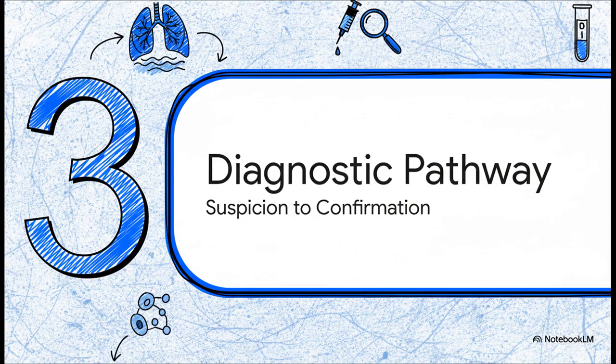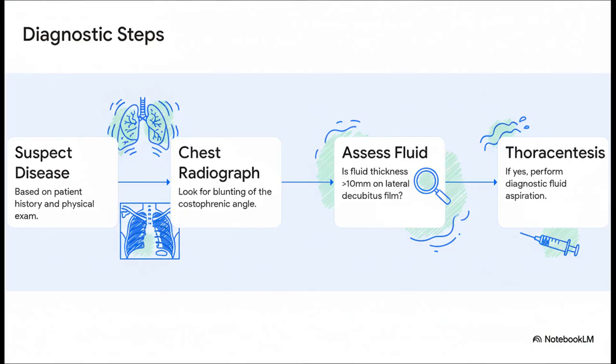So your history and physical exam are pointing strongly towards an effusion. What's the next move? That brings us to Section 3, the diagnostic pathway. Let's look at the steps to go from just suspecting it to actually confirming it. Your first step is imaging, and that's usually a chest X-ray.